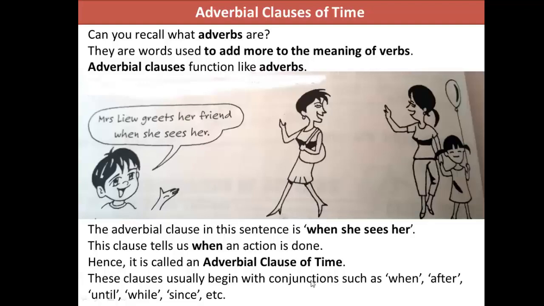So there are a lot of conjunctions that can be used to begin an adverbial clause of time, such as when, after, until, while, and since. And I remember before is also a conjunction. A conjunction is a connecting word that joins two or more sentences together. Okay? So now we go further.